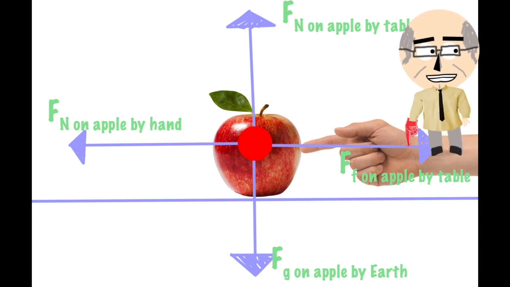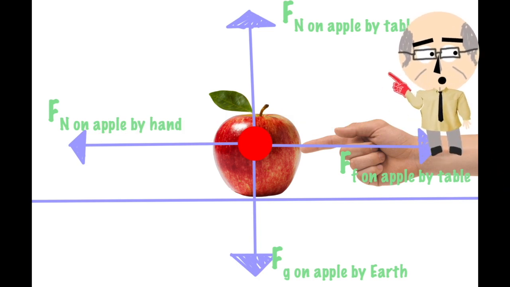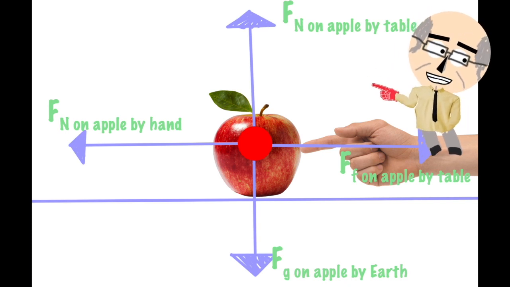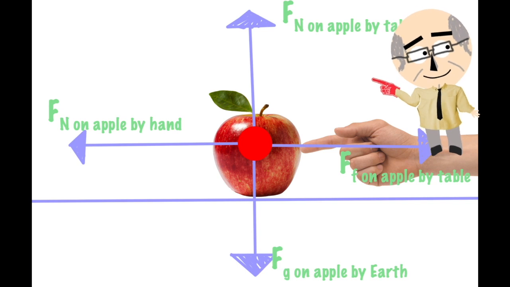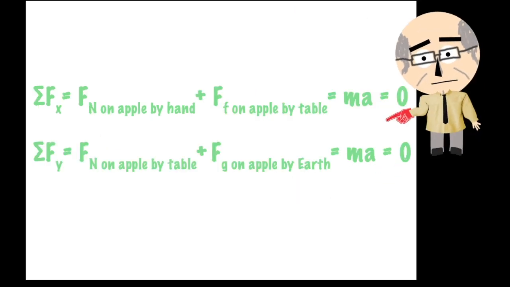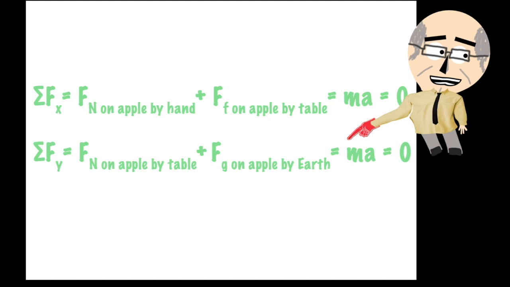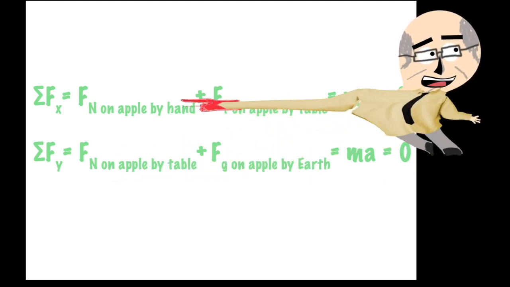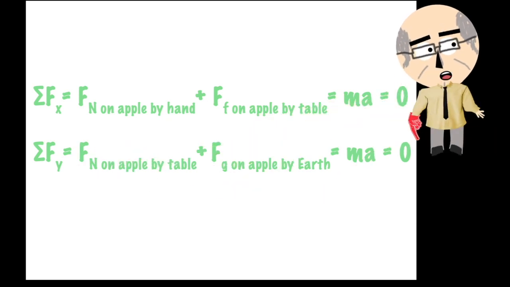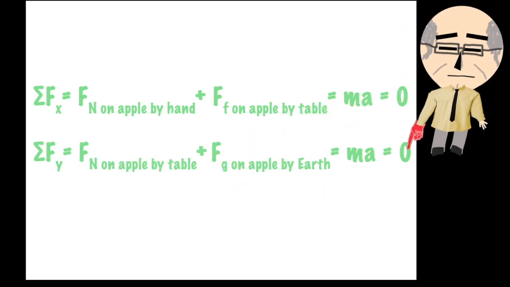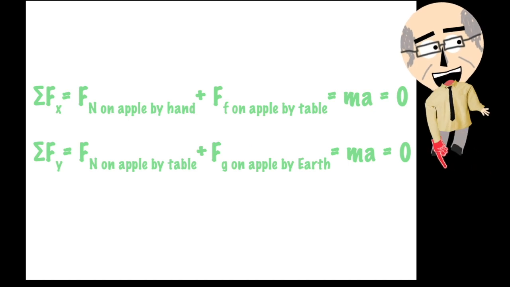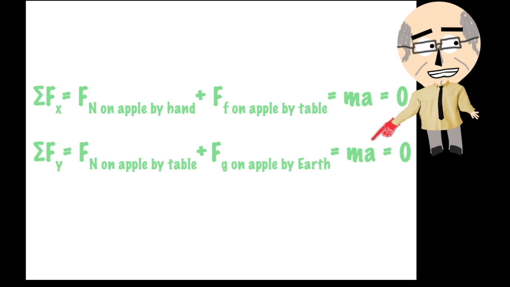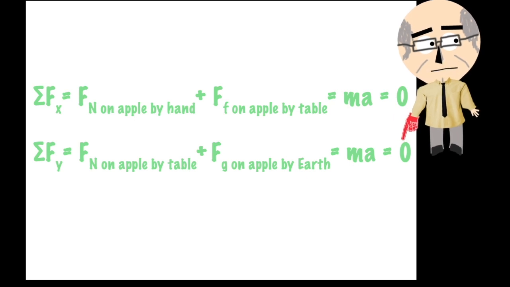We know this because of Newton's first law, which states that an object moving at a constant speed will continue to do so unless acted upon by an unbalanced force. The formula for the y-plane would be the sum of the forces on the y-axis is equal to mass times acceleration. So in this case, it would be the sum of the forces on the y-axis is equal to Fg on apple by earth minus Fn on apple by table, which is equal to mass times acceleration, which is equal to 0 because there is no acceleration.